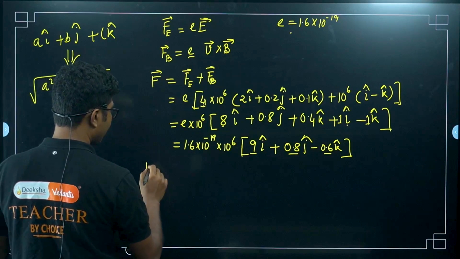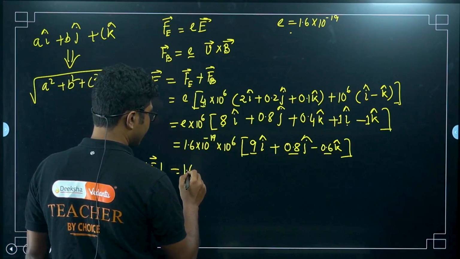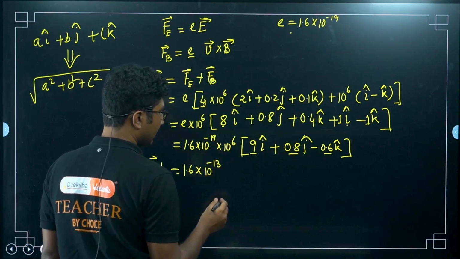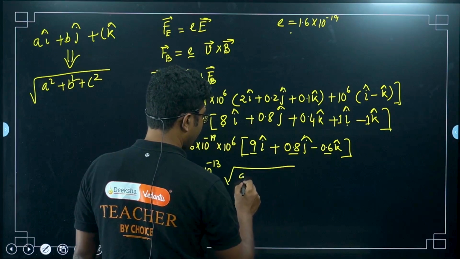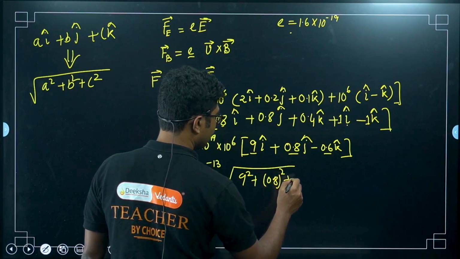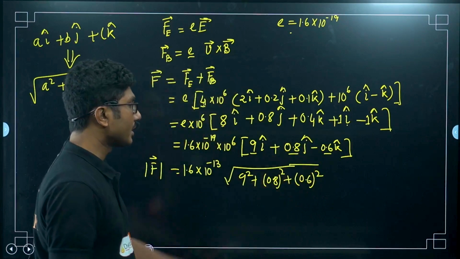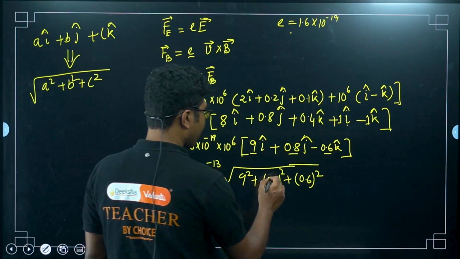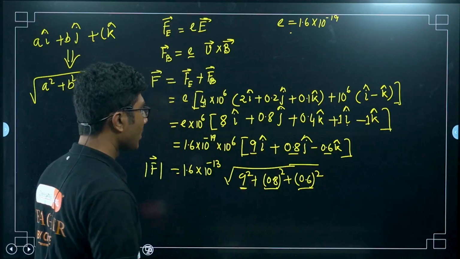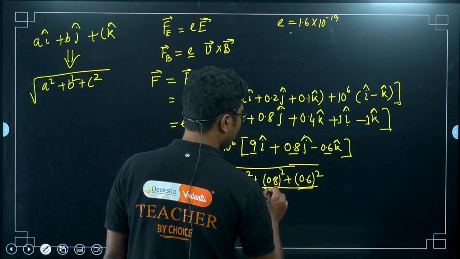So the magnitude of this force is basically 1.6 times 10 to the power of minus 13. Minus 19 plus 6 is minus 13. Square root of 9 square plus 0.8 whole square plus 0.6 whole square. This minus sign does not matter as it is inside the square, so it will be converted into positive. Now you see that these two numbers are very small compared to this number 9. So, to do an approximation, we will ignore these two values.